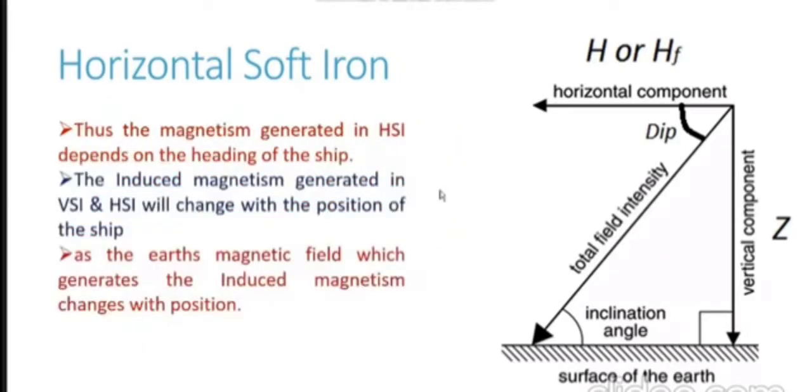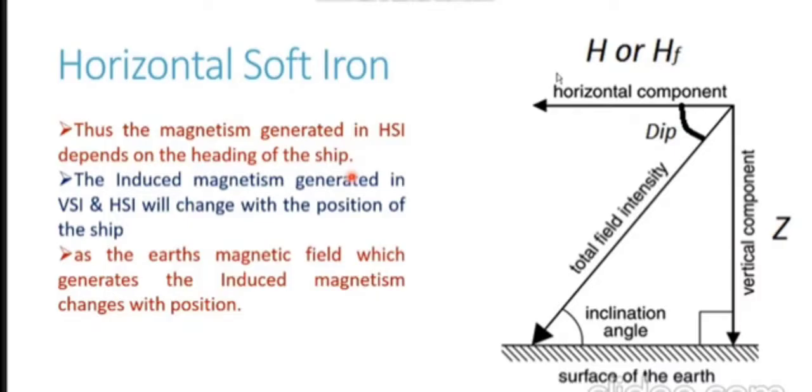From this, we are able to understand that the magnetism generated in the horizontal soft iron depends on the heading of the ship. We have seen this ship heading in the northerly direction. There was maximum induction in the fore and aft longitudinal, and there was zero induction in the outward ship beams. You can imagine it in this way now. Let us assume that this particular ship, which was heading in a northerly direction, now changes its heading and alters its course, and now it is heading in the east-west direction.